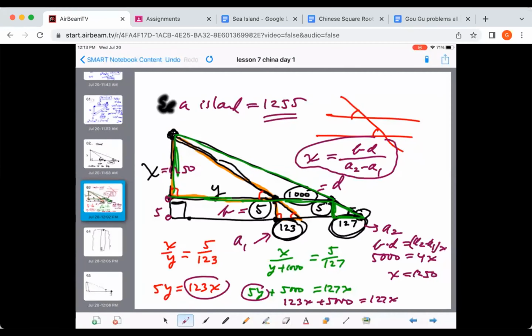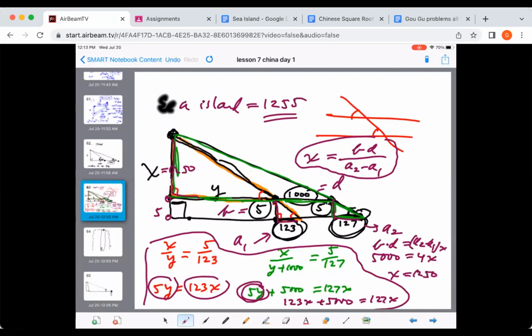Now, I personally like the similar triangles method. It's pretty nice. There's a triangle that's similar to the 5 and 123 triangle, and there's a triangle similar to the 5 and 127 triangle. Cross multiplying gets us a 5y in both equations, and that lets you do substitution and solve.